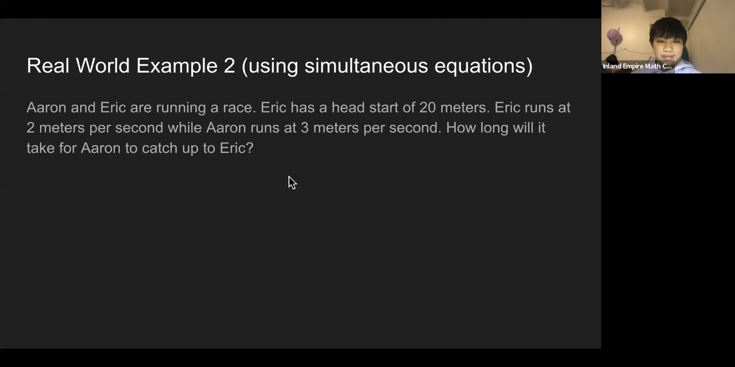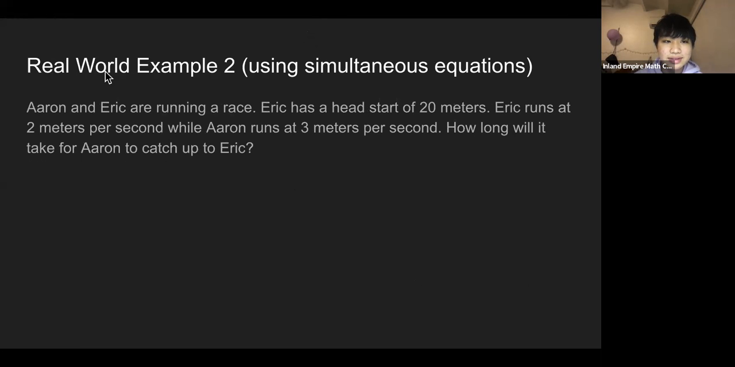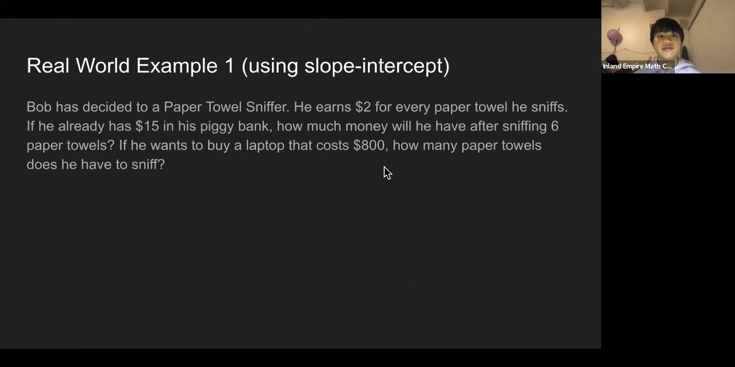Okay. So let's look at a real world example. For example, this problem: Bob has decided to be a paper towel sniffer. He earns $2 for every paper towel he sniffs. If he already has $15 in his piggy bank, how much money will he have after sniffing 6 paper towels? If he wants to buy a laptop that costs $800, how many paper towels does he have to sniff?